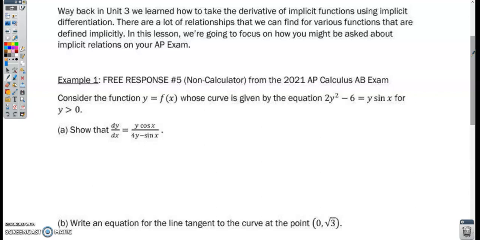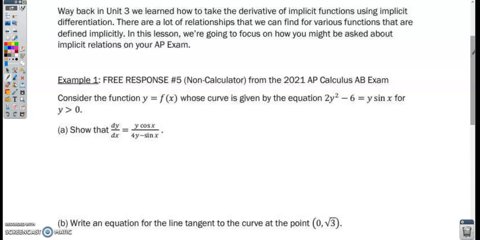So my opening prompt: consider the function y equals f of x, whose curve is given by the equation 2y squared minus 6 equals y times the sine of x for y greater than 0. I feel like that y greater than 0 might come into play at some point in time. So anyway, here we are. The first part asks us to show that the derivative of this function is equal to y cosine of x over the quantity 4y minus sine of x.